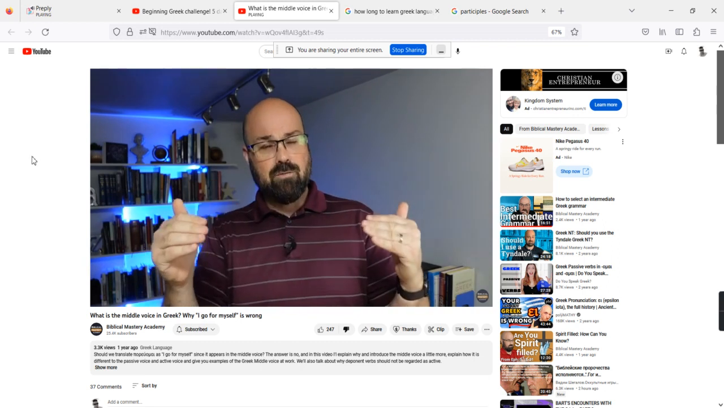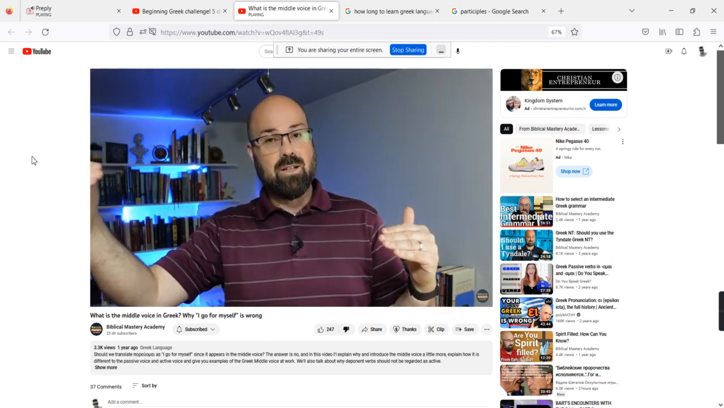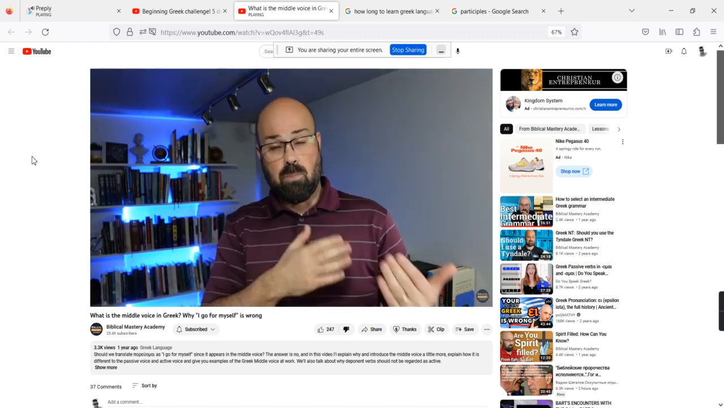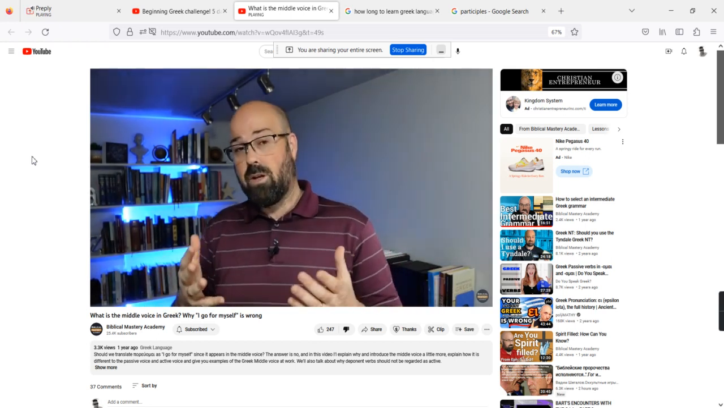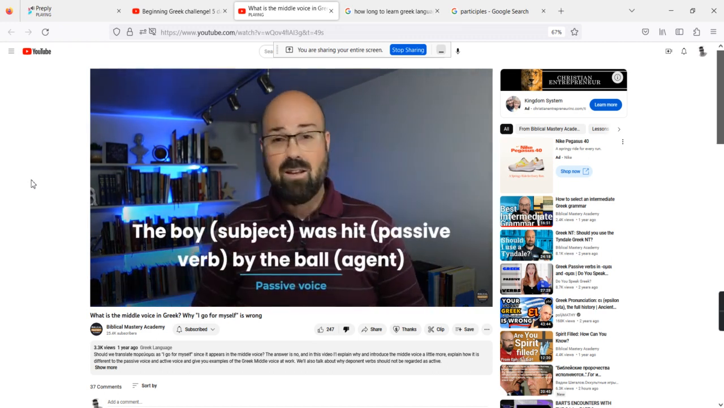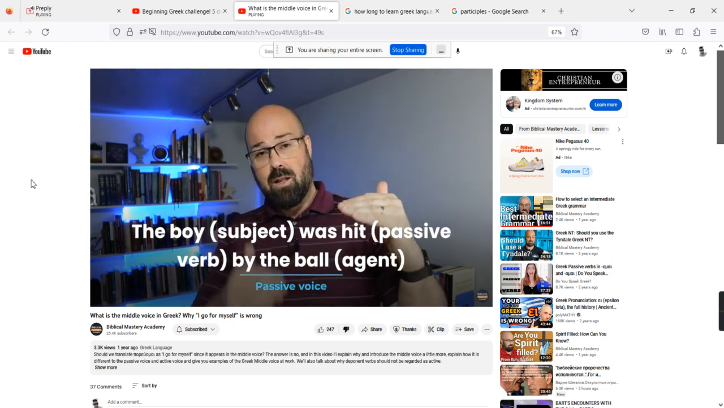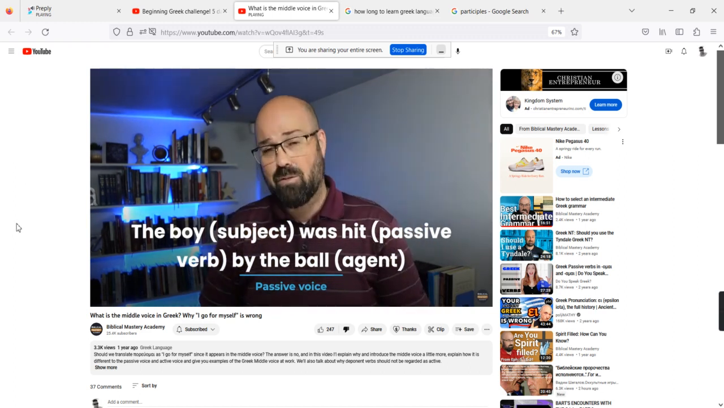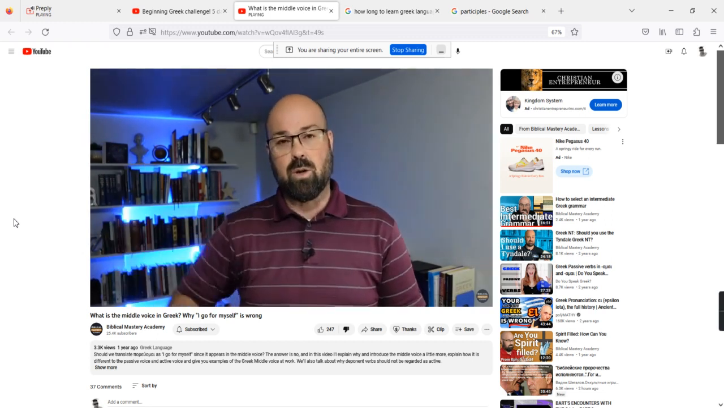Point of an active verb is that the action affects the object in some way, okay? The action affects the object in some way. So the boy hit the ball, the hitting affects the ball. Pretty simple, right? With the passive voice, it goes the other way. The ball was hit by the boy, okay? So in this case, the ball is the subject. The word was hit, that's your passive verb now. And then you have by the boy is telling you who's actually doing the hitting.